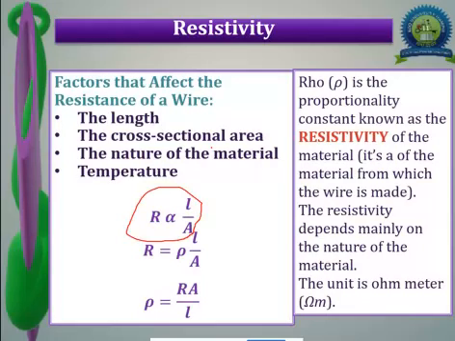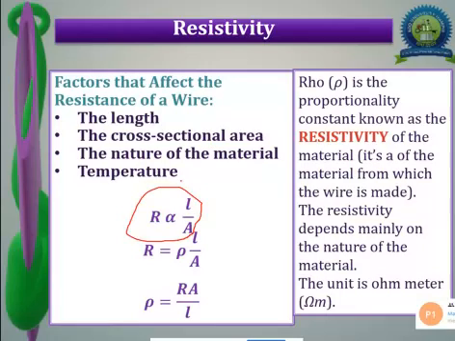The cross-sectional area of the wire is another factor that affects the resistance of the wire. Now, what do we mean by this? The cross-sectional area is talking about the size of your wire. If you have a wire with a diameter of say 2 mm and you have another wire of diameter say 8 mm, definitely the resistance that will be offered by these two wires to the flow of current will be different. Is that okay?